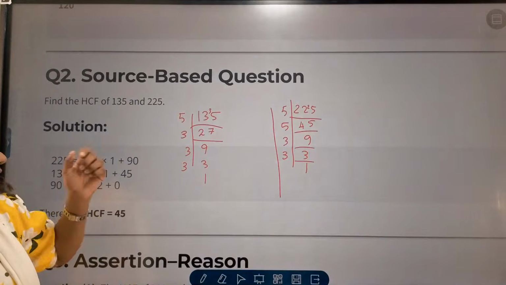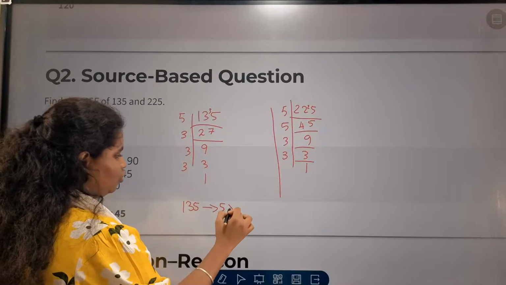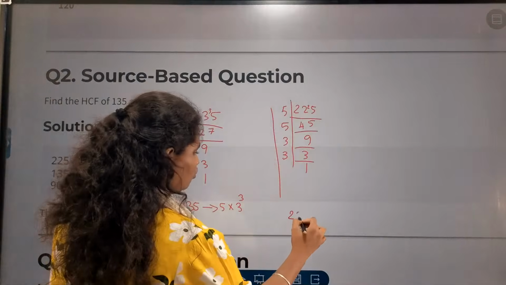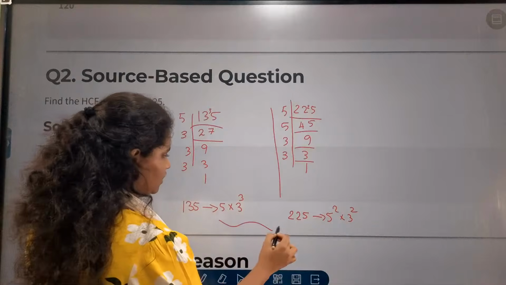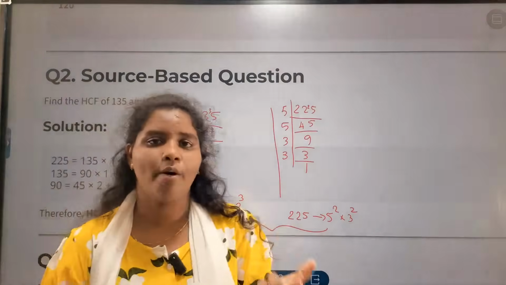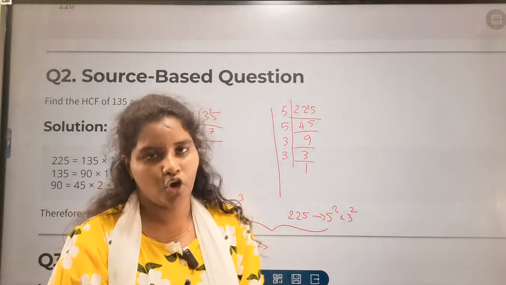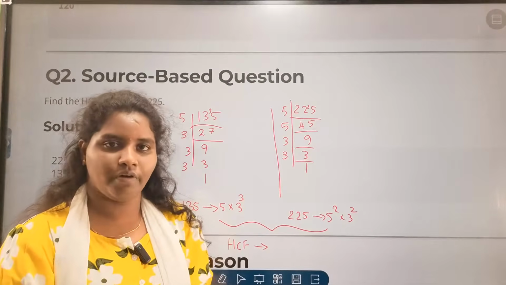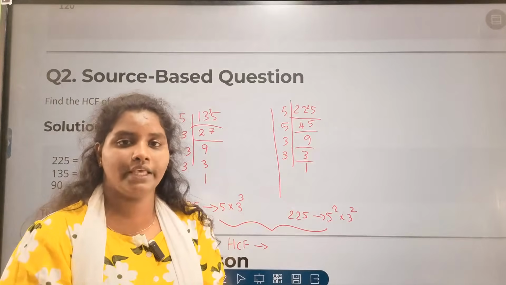So I'm going to write it split up. 135 is 5 into 3 cube, and 225 is 5 square into 3 square. For this, HCF is equal to, we have to check the common numbers. In the common numbers, we have to check the lowest power, because HCF, highest common factor, means we check the lowest power. If we have to find the LCM, we check the highest power, right?